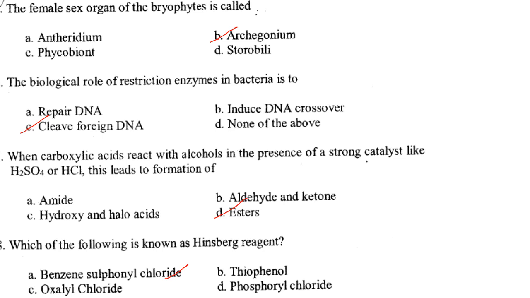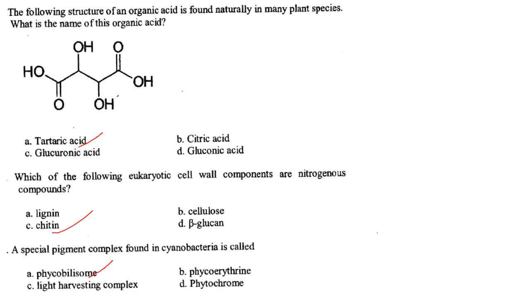So, benzene sulfonyl chloride is known as Hinsberg reagent. It reacts with primary and secondary amines to form sulfonamides. So, answer is option A. Then, the following structure of an organic acid is found naturally in many plant species. What is the name of this organic acid? It is called tartaric acid.